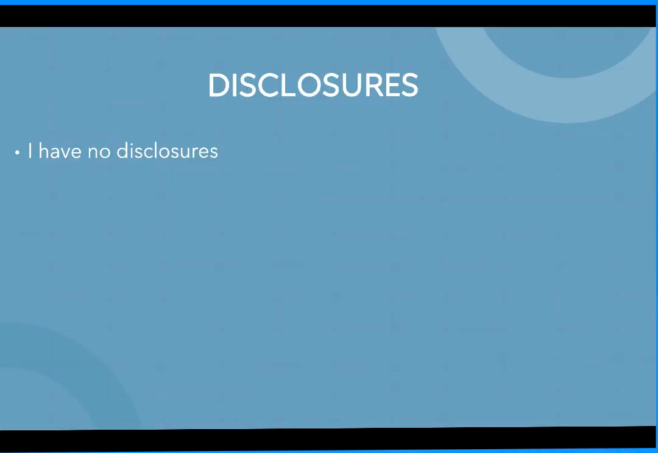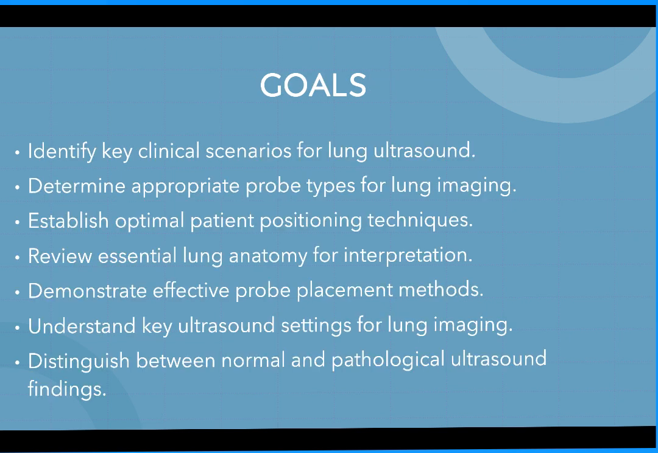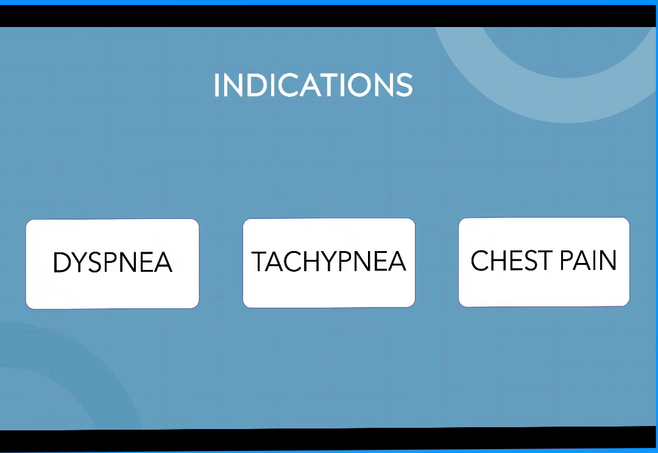I have no disclosures. We're going to be going over some clinical scenarios when you would use lung ultrasound. We're also going to be going over appropriate probe selection, what the optimal patient positioning is, basic lung anatomy, probe placement, key ultrasound settings, and lastly, distinguishing between normal and pathological ultrasound findings.